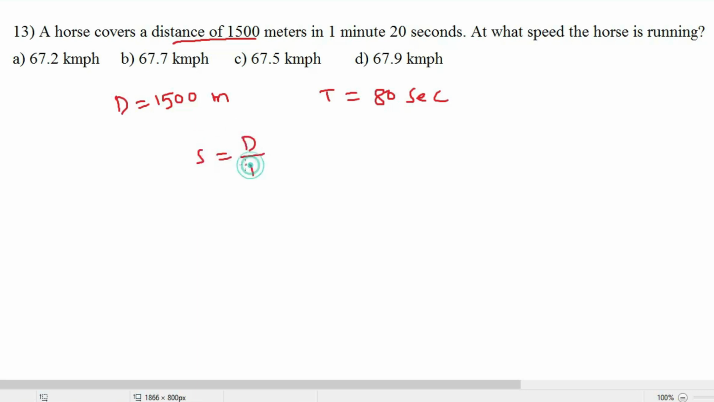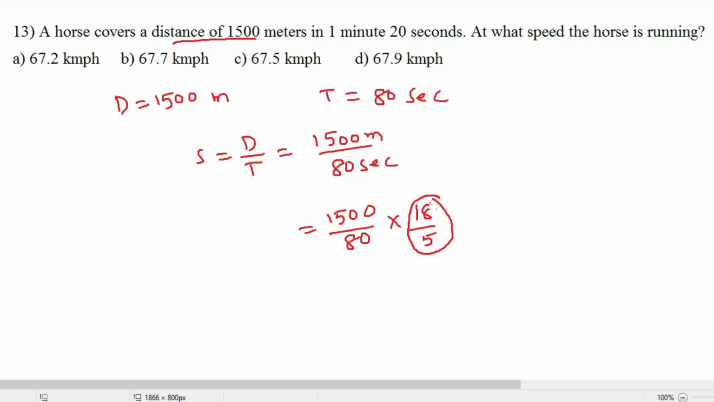Speed equal to distance by time. 1500 meter by 80 seconds. 1500 by 80 into 18 by 5. This 18 by 5 is converted to kilometer per hour. Our answer is in kilometer per hour, so that's why I converted into kilometer per hour.